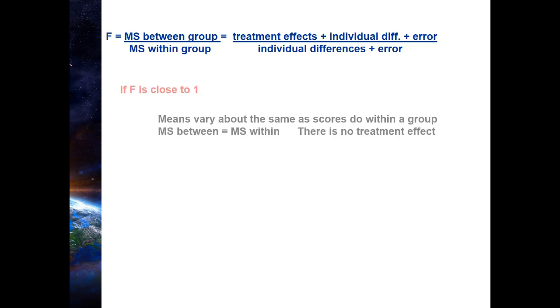All right, so let's see. If the treatment effect is very close to 0 here, and this number, whatever it is here, cancels out this number here, and you're left with a number very close to 1, right? So if you divide this by this, you're going to get a little less than 1, a little more than 1, etc. If that's the case, then what it's telling you is that the means, right, MS between group, variability between the means vary about the same extent as the scores do within a group.